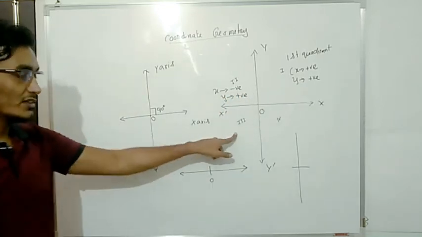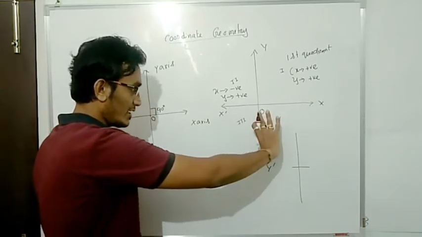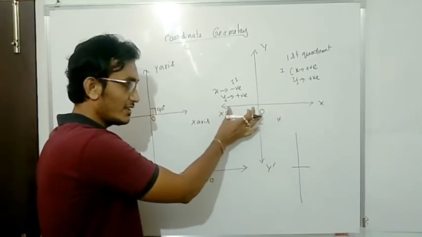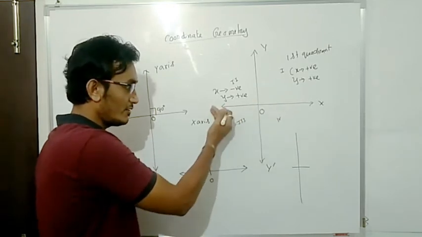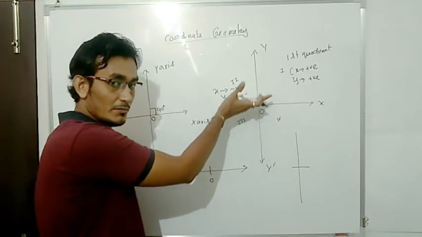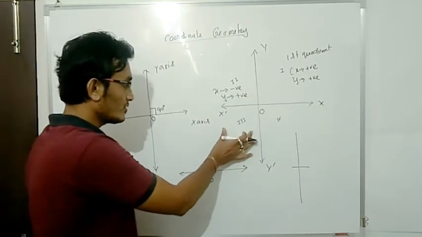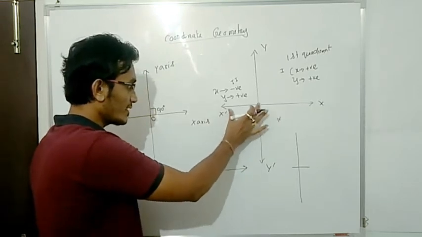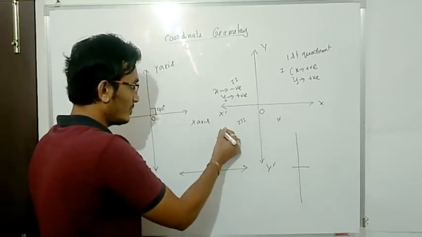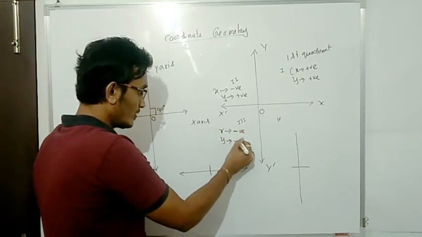In the third quadrant, this quadrant is comprised of the negative x-axis and the negative y-axis. This is the negative x-axis lying left side of the zero, and this is the negative y-axis because it is lying below the zero. We have already discussed. So this third quadrant is comprised of the negative x-axis and the negative y-axis. It means the x would be negative and the y should be also what?